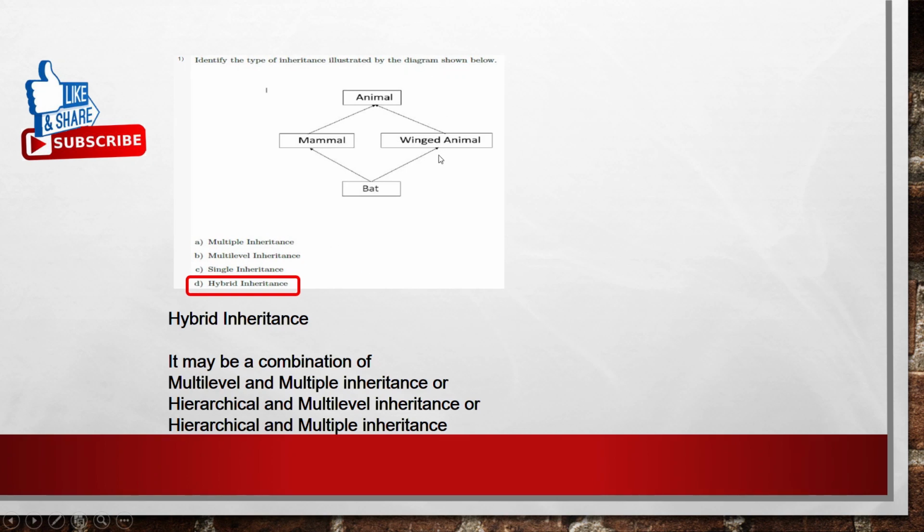If you consider this example, the bat class is a subclass, and it is acquiring properties from mammal and winged animal. So we can call it multiple inheritance. And if you see the figure, it is of hierarchical structure. So we can say it is a combination of multiple inheritance and hierarchical inheritance. So we can call it hybrid inheritance. So the option is D.